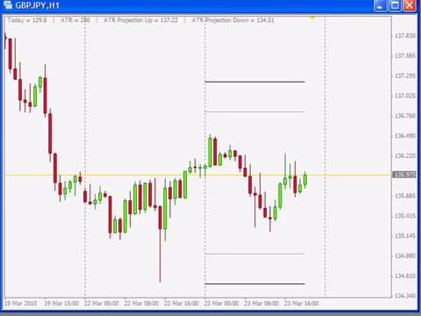Anyway, that's all I have as far as the average daily range and the average daily range projections go.